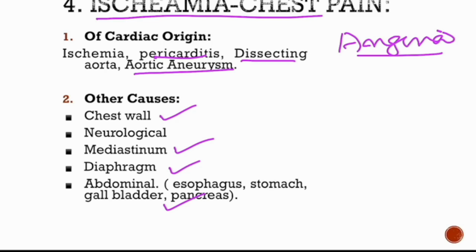So a systematic approach to chest pain will be discussed later. We are concerned with the anginal pain only at this time.